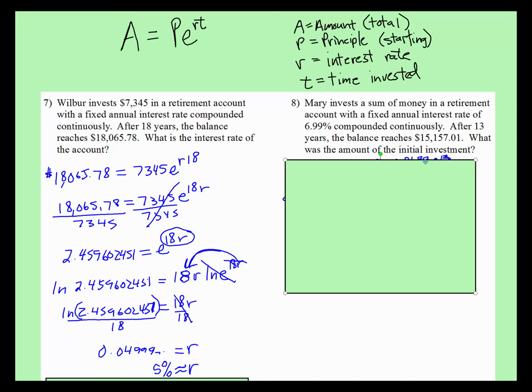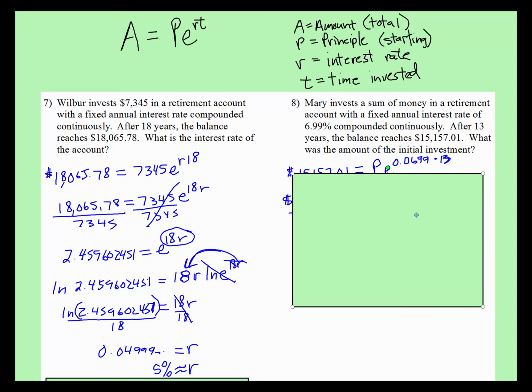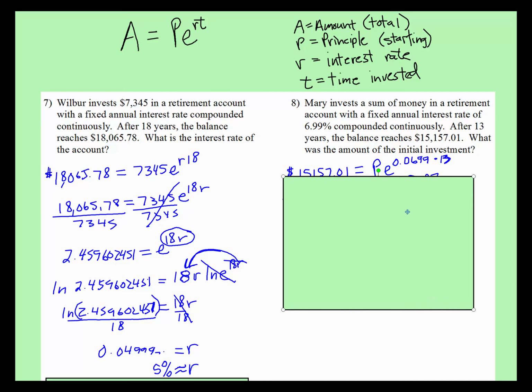We need to find the initial principal. So Mary invests a sum of money, we don't know how much, in a retirement account with a fixed annual interest rate of 6.99%, compounded continuously. That's why we need the letter e. After 13 years, the balance is $15,157.01. What was the amount? So we're going to plug everything in.